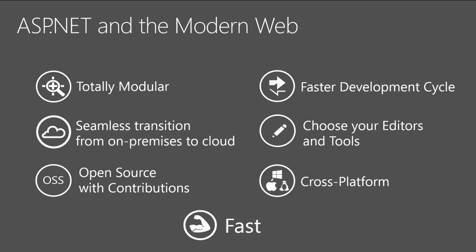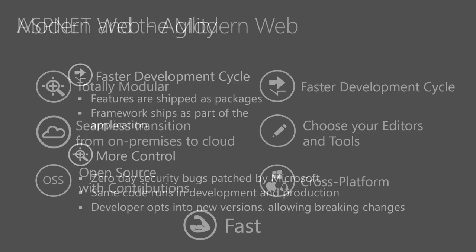In the modern web, we want ASP.NET to be totally modular, have a faster development cycle, give you the ability to choose your editor and your platform that you want to develop on. That's going to be cross-platform. So if you are a fan of VI, you can use VI. But all those fans of Emacs know that Emacs is the superior editor. So they can use Emacs also. You can use Sublime. We have plugins to make that easier for you to work with. It's completely open source. We are taking contributions. And it's fast. That's the number one thing that we want to target is speed.